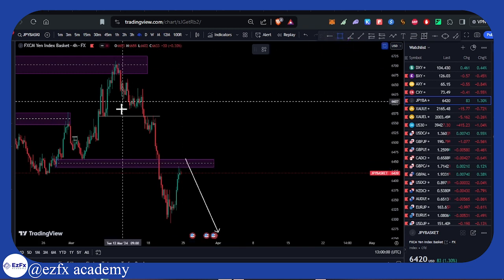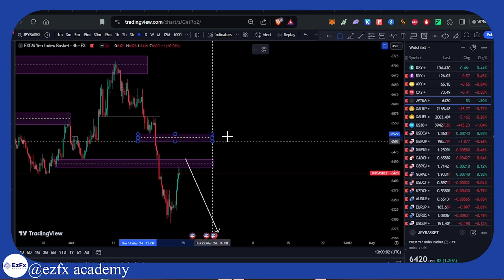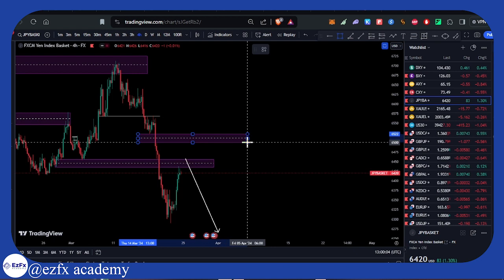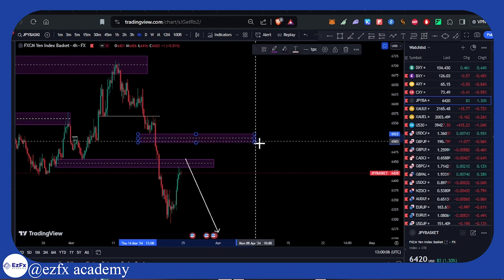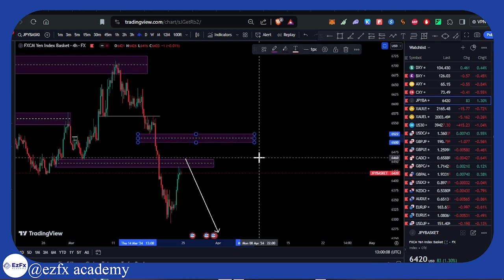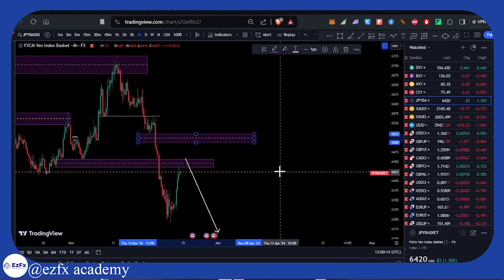Let me put this out there: if this zone does not hold, if it gets broken, this would be my next point that I'll be looking at. Also an FVG, between 6522 and 6500. So I hope that is clear for JPY basket.